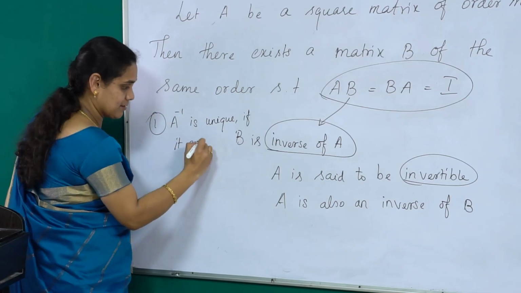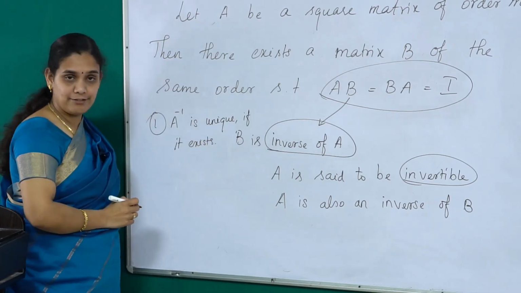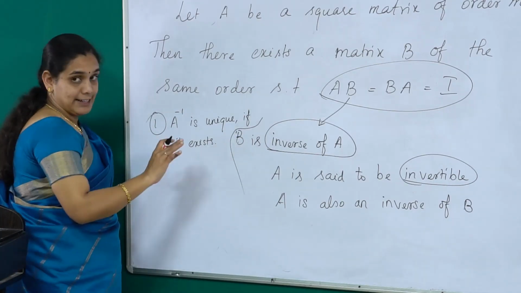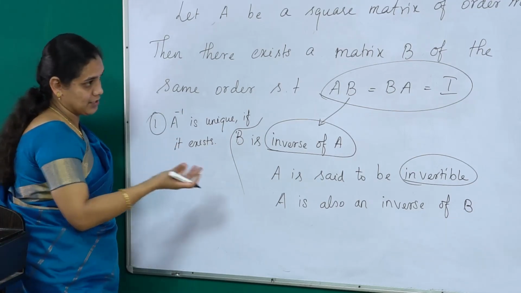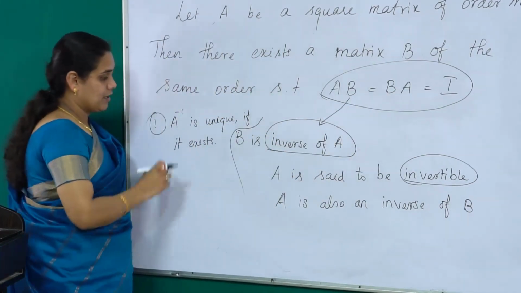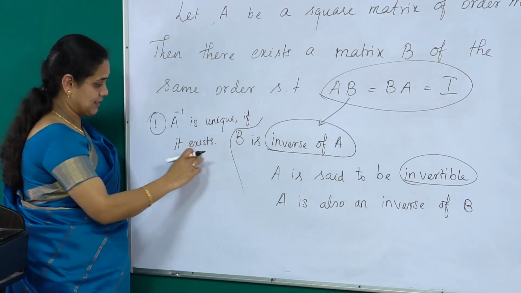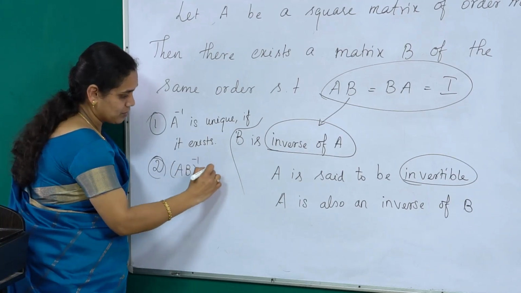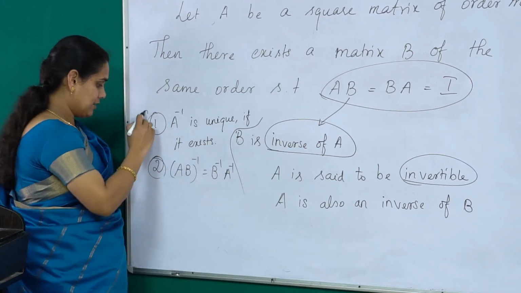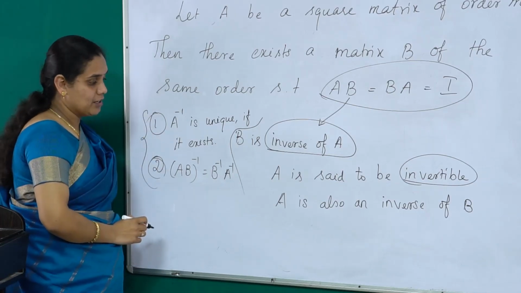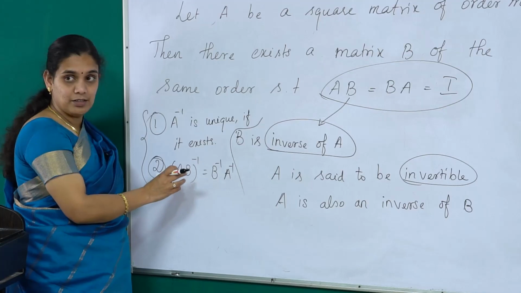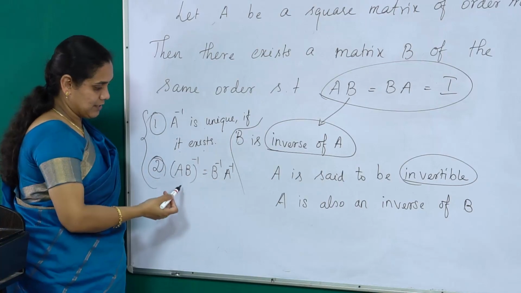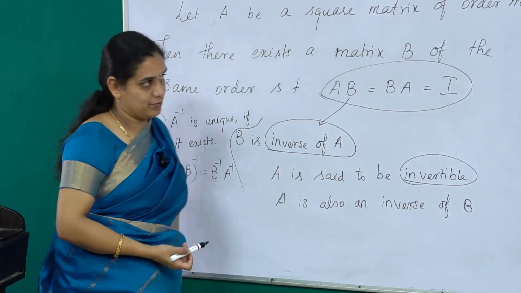If it exists. Sometimes it may not. It doesn't mean that every square matrix will have an inverse. No, it's not like that. Some matrices may not have an inverse if they do not satisfy this result. A inverse is unique if it exists. And the other one is (AB) whole inverse is equal to B inverse A inverse. These two results you can easily learn from your textbook. The proof is very simple. The first one is A inverse is unique if it exists. The second one is (AB) whole inverse equal to B inverse A inverse.